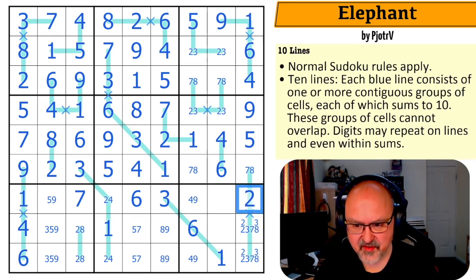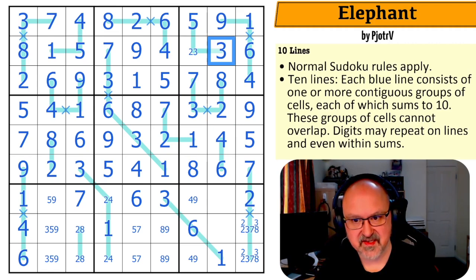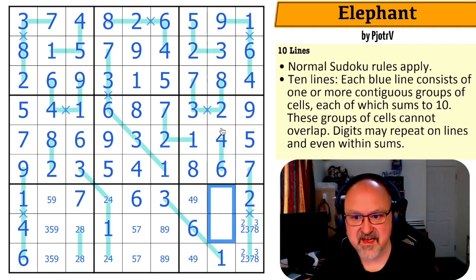This 3 makes that the 2, which makes that the 7, which makes that the 8. The 8 looks up making that the 7 and that the 8. The 7 goes with the 3 and the 8 goes with the 2, which makes that the 3 and that the 2. This is now a known pair.